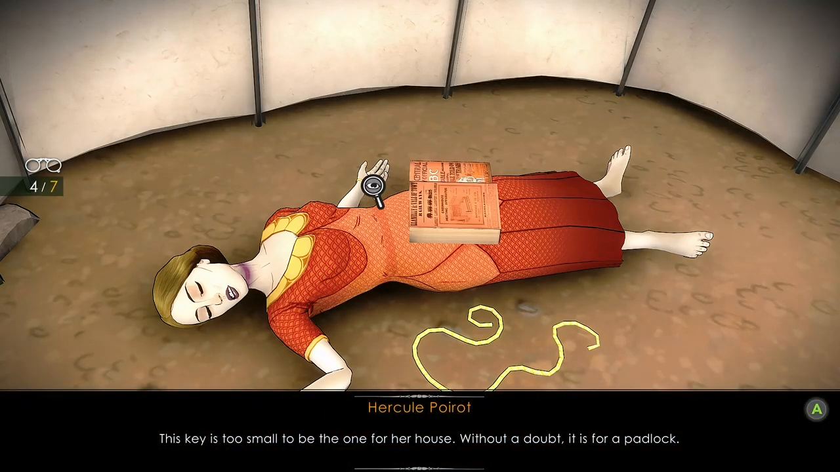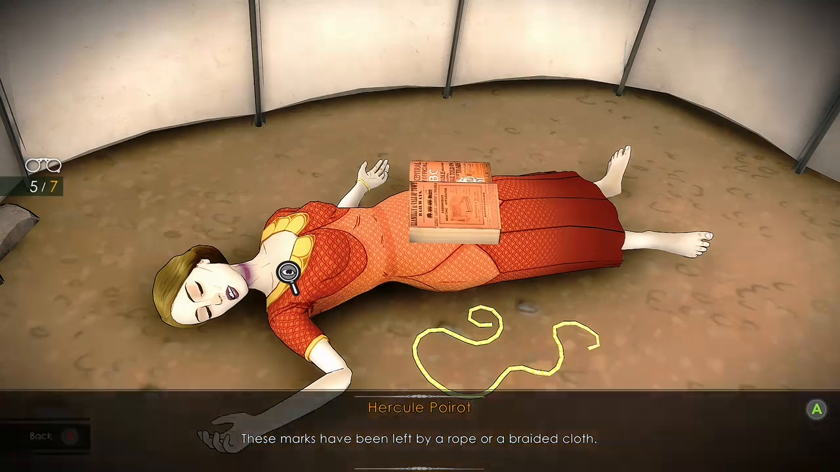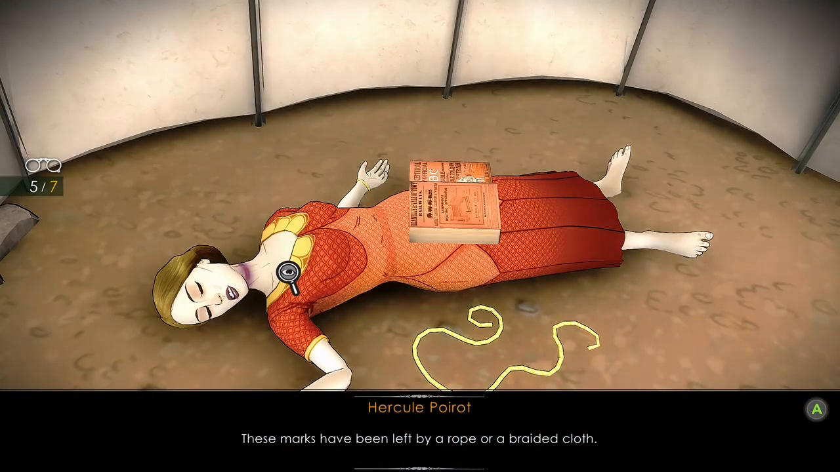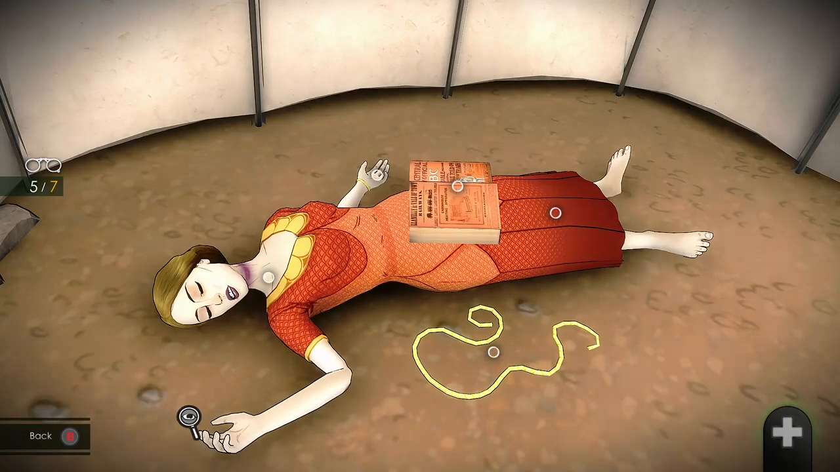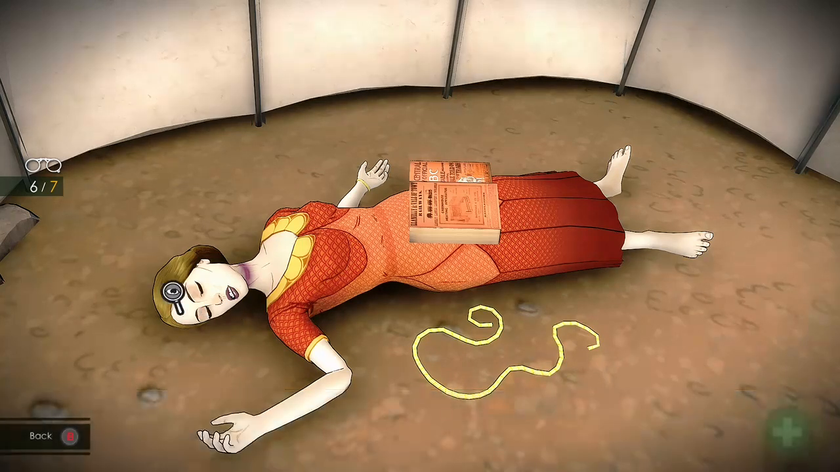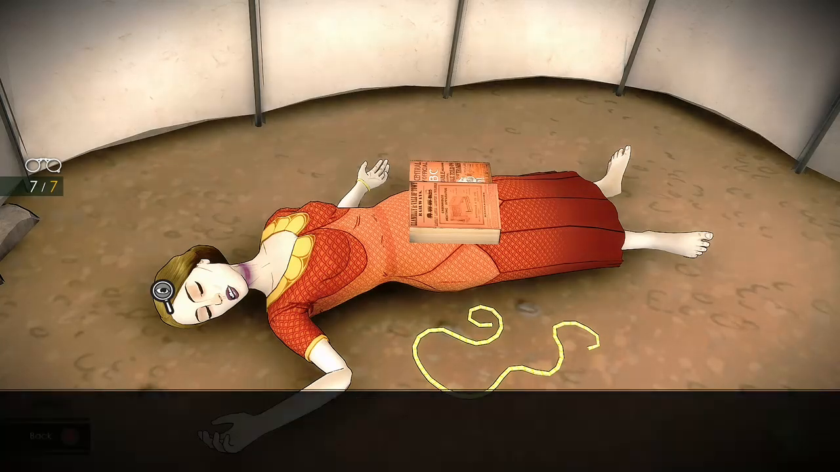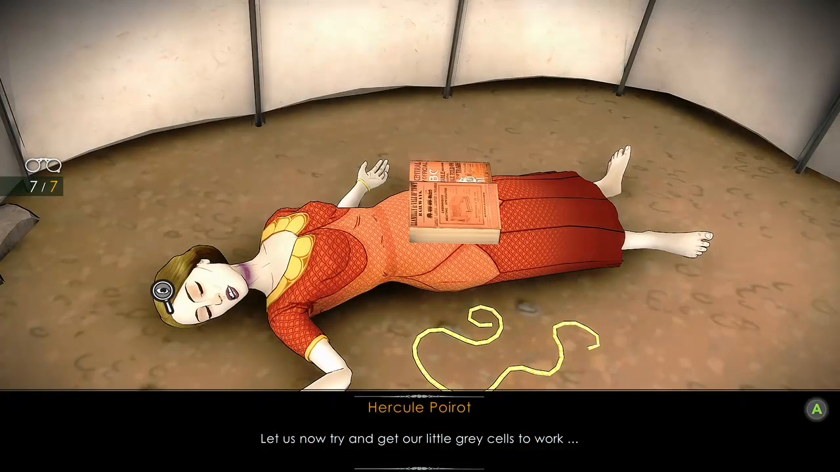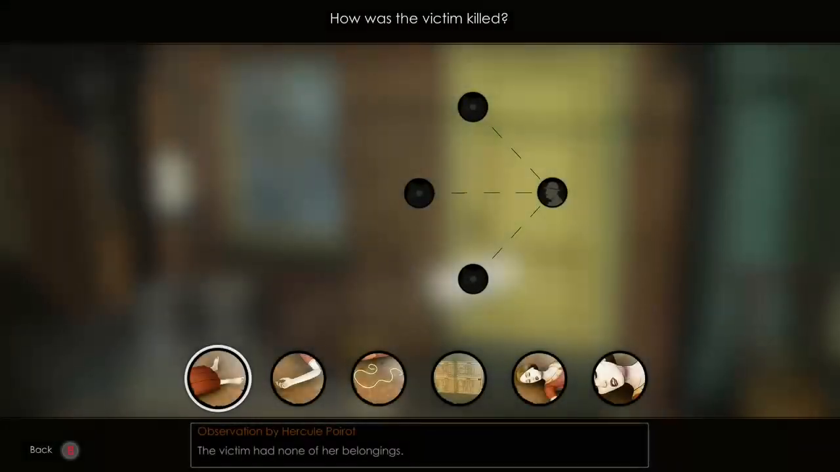This key is too small to be one for a house. Without a doubt, it is for a padlock. Oh, I reckon for one of those little bungalow things. These marks have been left by a rope or a braided cloth. Braided cloth? Braided. Apart from the marks on her neck, there are no signs of struggle. She didn't manage to hit her assailant. She was a great beauty. Strange that chap didn't notice it. Let us now try and get our little grey cells to work. God, did you not read the script?